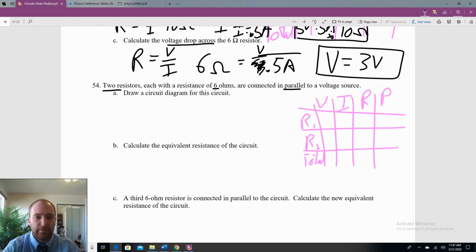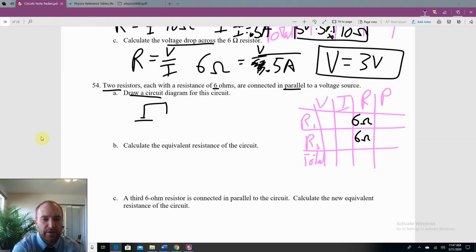I know that we have 2 resistors, each of them 6 ohms. I think that's it. Alright, a little weird, but we'll see how this goes. We're going to draw a circuit diagram. Okay, so we should have a voltage source, which is just a battery, and we've got a first resistor, and then a second resistor. There we go, that's our parallel circuit.